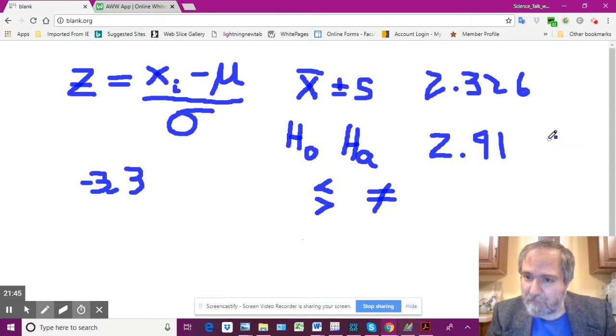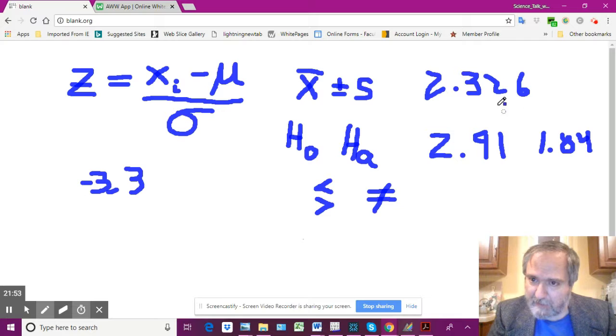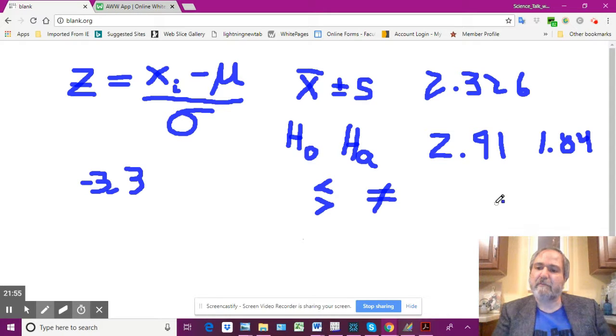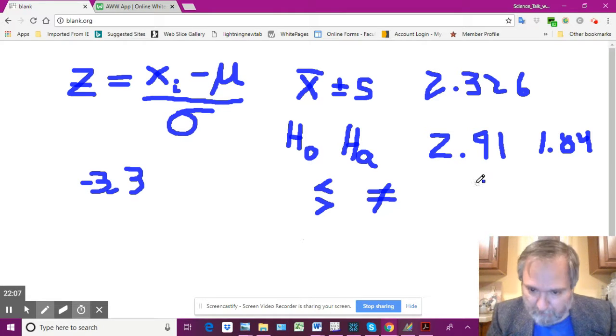Likewise, if my test value was 1.84, that is less than 2.326, we have an insignificant result. The differences we are seeing are simply due to randomness. Nothing extraordinary happening here.